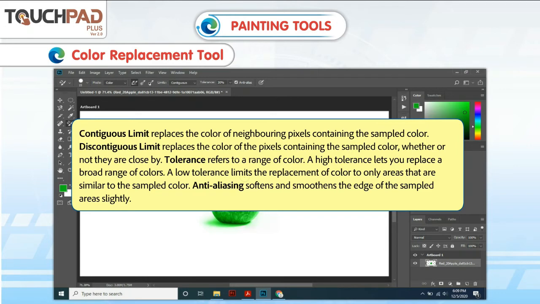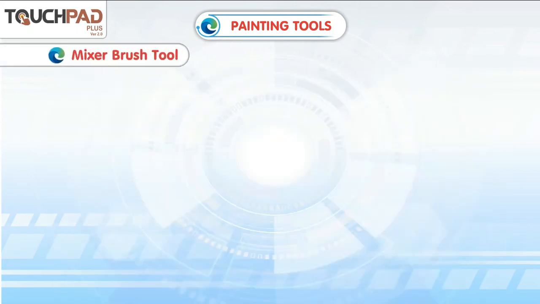Tolerance refers to a range of color. A high tolerance lets you replace a broad range of colors. A low tolerance limits the replacement of color to only areas that are similar to the sampled color. Anti-aliasing softens and smoothens the edge of the sampled areas slightly.